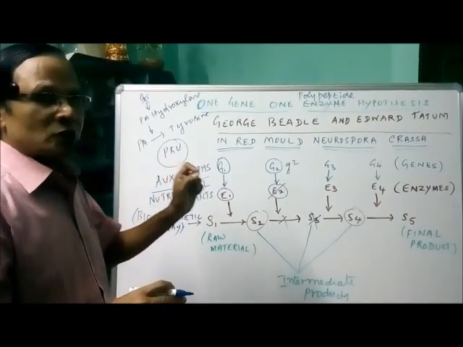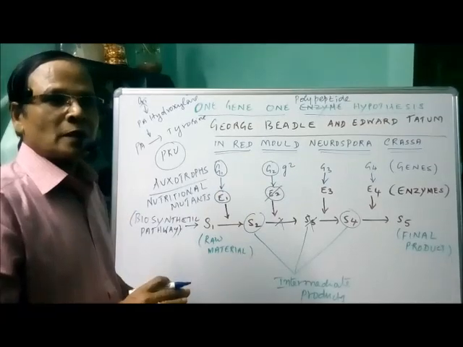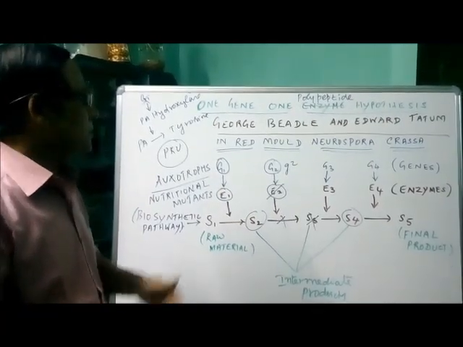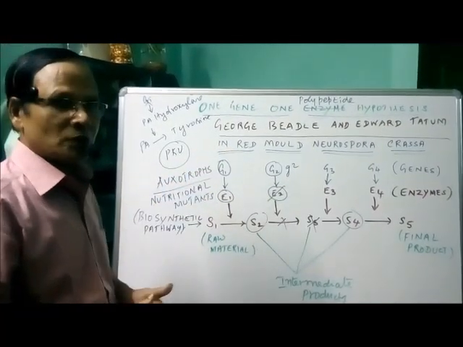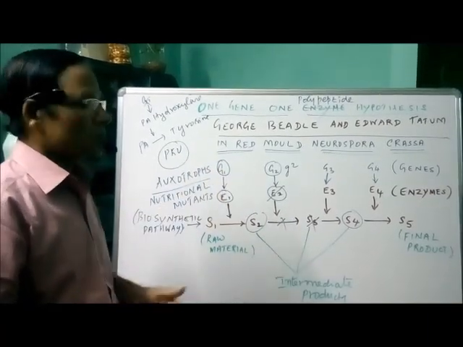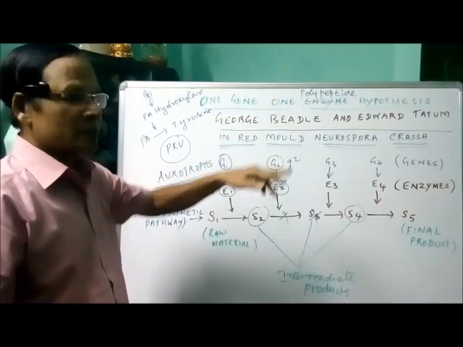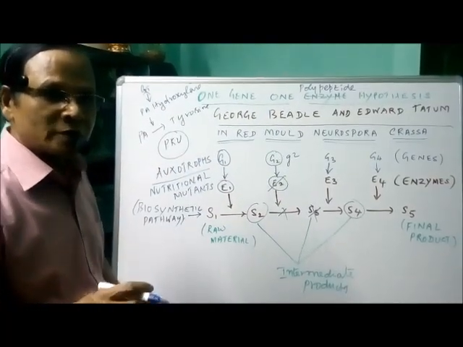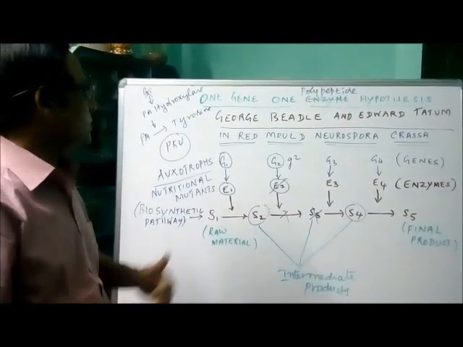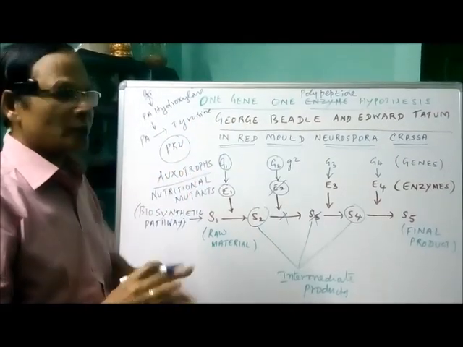One gene controls the production of only one polypeptide and not an enzyme. So this is the modified conclusion of the one gene, one enzyme concept. Here one gene produces only one polypeptide of that enzyme. So one enzyme production is under the control of many genes. So this is called the one gene, one polypeptide hypothesis.